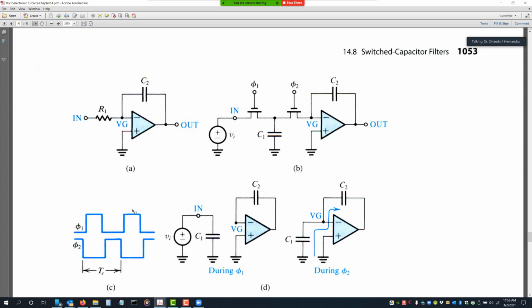And here you can see your period of switching and the two non-overlapping phases of the clock. Because you cannot have both transistors closed at the same time. So you need to non-overlap them, to make sure that they can be open at the same time, but not closed at the same time, because then you will have charge sharing and that will destroy the mechanism.